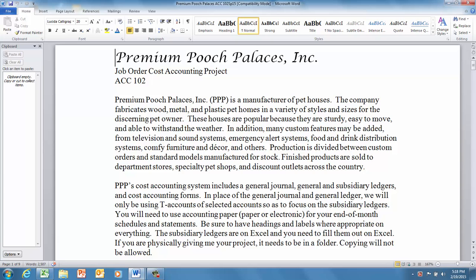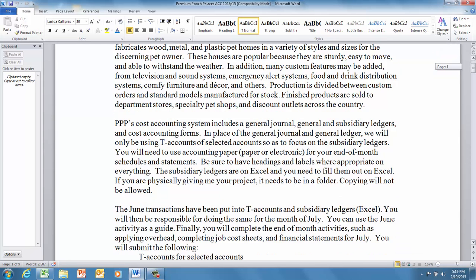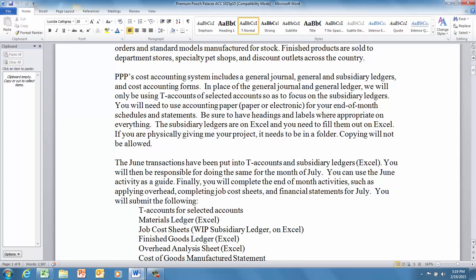So let's take a look at the beginning of this narrative. Premium Pooch Palaces, and we'll use PPP throughout to stand for Premium Pooch Palaces. It's a manufacturer of pet homes, and they can make some pretty fancy dog houses. Okay, their cost accounting system includes a general and subsidiary ledgers and cost accounting forms.